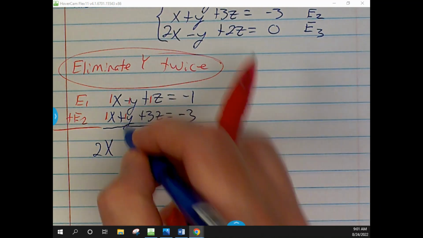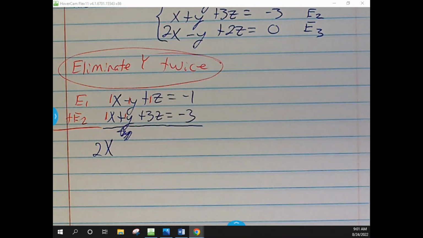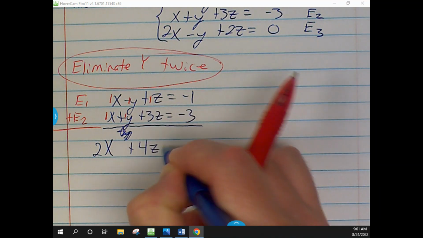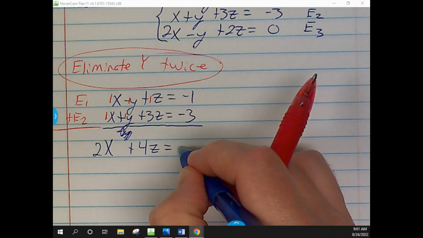This is 1 minus 1, so that's 0, and that's what we want because it's gone. This is 3 plus 1, so that's 4z. And that's -1 minus 3, that's a -4.